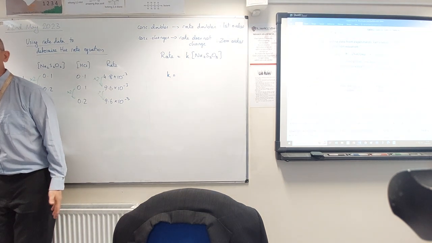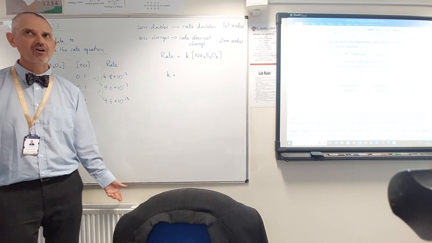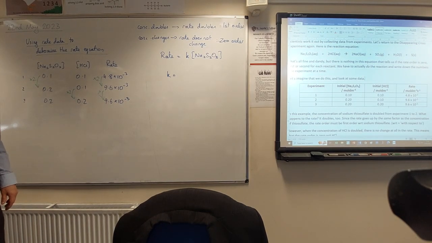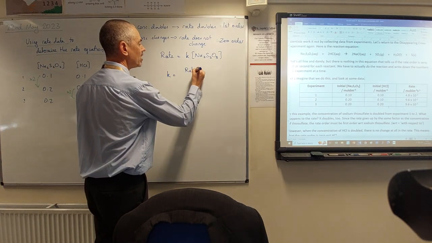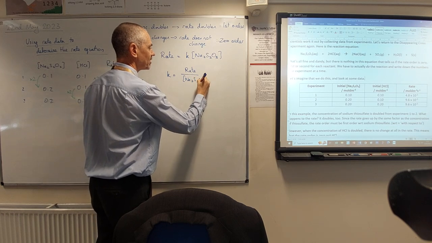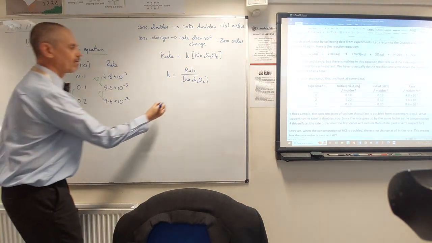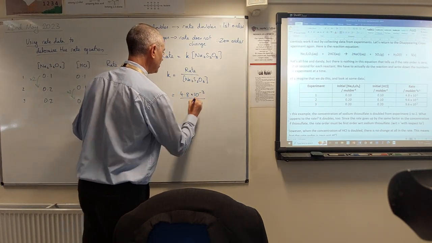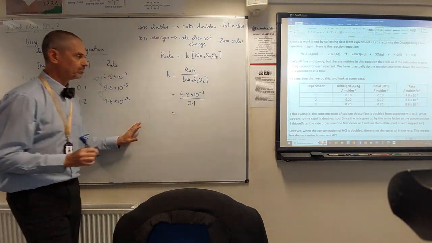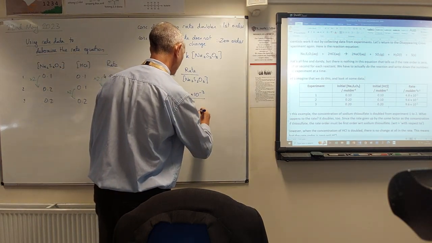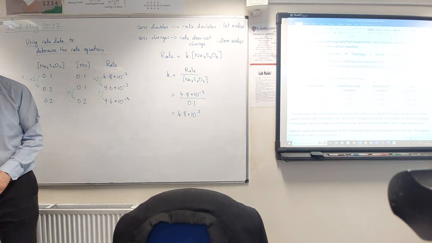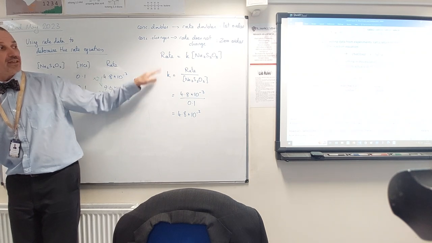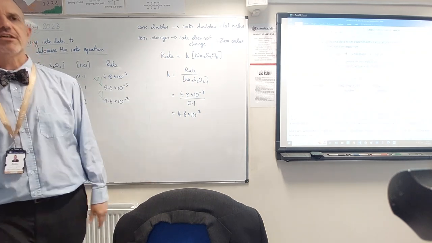So as soon as we've got some data for concentration and rate, we can find out k. k is a constant, of course, so it should be the same for every single reaction. But let's take the top line of data there. First thing I'm going to do is rearrange my equation to make k the subject. And then we're going to put in some values. So I'm just going to use the top line of data, 4.8 times 10 to the minus 3, concentration of thiosulfate, 0.1. For a fairly simple rate equation, it's not particularly difficult to find k. We'll do some tougher examples in a moment.